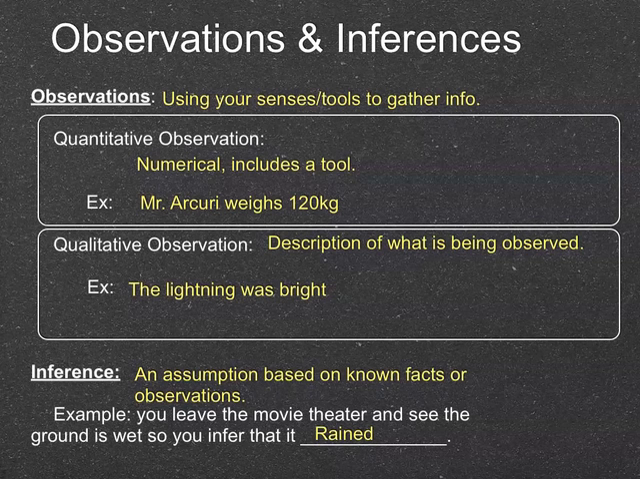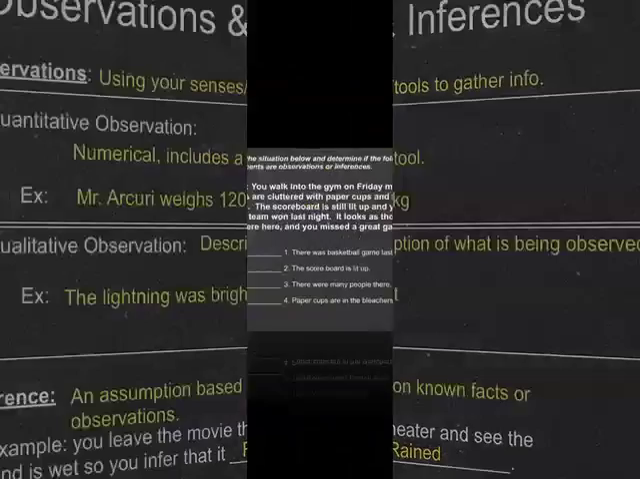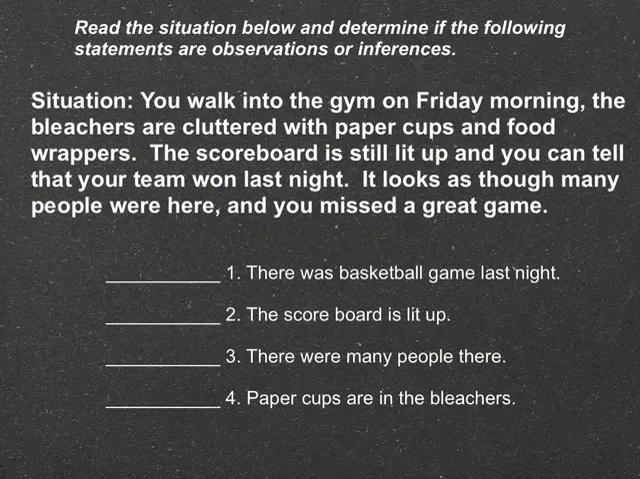All right. So let's look at some examples of observations and inferences. Let's say you walked into the gym on Friday morning. The bleachers were cluttered with paper cups and food wrappers. The scoreboard was still lit up. Okay? It looks as though many people were here and you missed a great game. This is something that happened. So you tell me, these statements here, are they observation or inference?